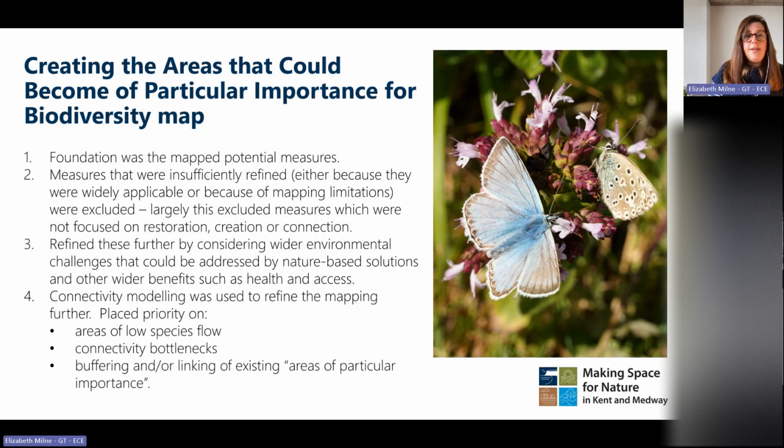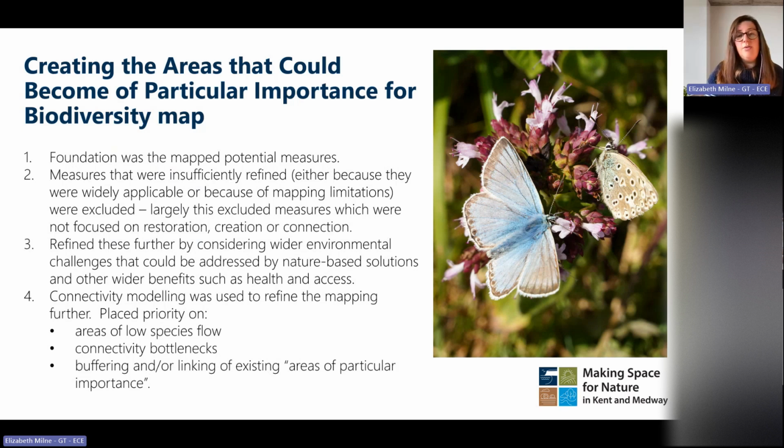So the approach we took to mapping these was firstly to use the potential measures as a foundation for the opportunity areas. Now, as I said, because we ended up mapping every single potential measure, it was not feasible to use them all because they were not suitably refined. So those potential measures that weren't sufficiently refined, either because they were too widely applicable or because of mapping limitations, were excluded. Largely, this exclusion related to measures that just related to the better and didn't focus on potential measures that led to restoration, creation, or connection.